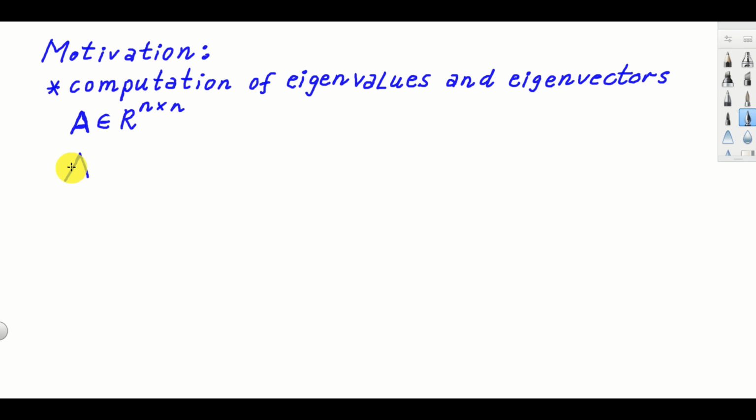A multiplying the eigenvector W is equal to the eigenvalue, that's usually denoted by lambda in mathematics, multiplying W. Okay, so this is the equation that defines the eigenvalues and eigenvectors. To repeat, A multiplying the eigenvector W is equal to lambda, and lambda is the eigenvalue multiplying the eigenvector W.